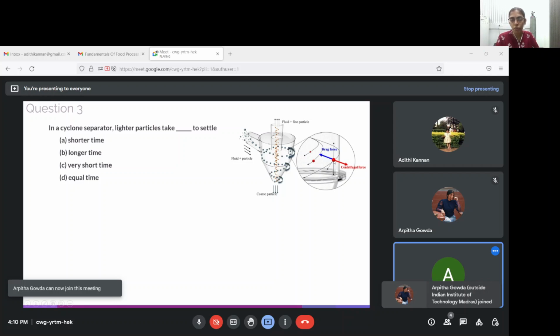So when you see here, any particle at a time will experience centrifugal force, drag force as well as gravitational force. So what happens is that when you have very lighter particles, it takes a longer time to settle.